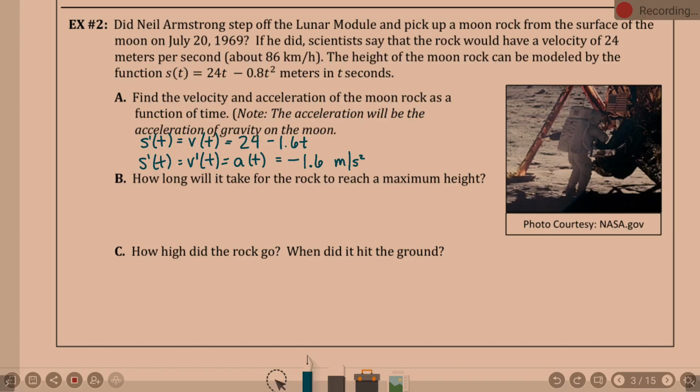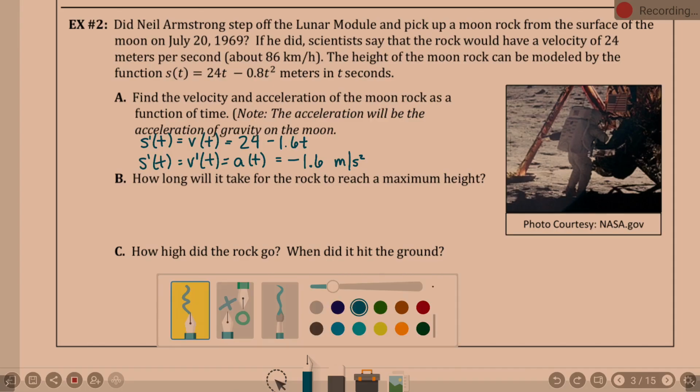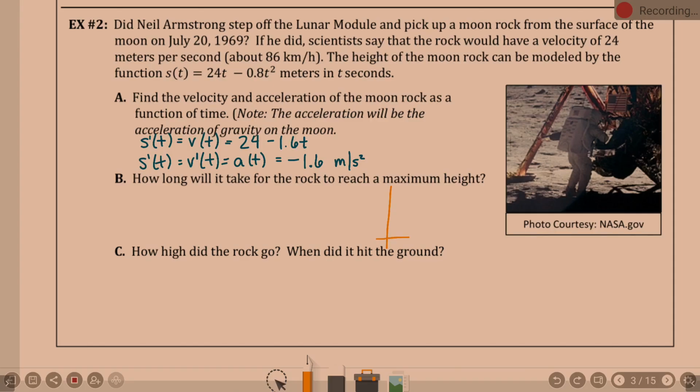So, okay, B. How long will it take for the rock to reach a maximum height? When will the rock reach a maximum height? When velocity is 0, right? Because we're thinking about this moon rock, it goes up and comes back down. So maximum height is going to be up here. You can either think horizontal tangent line, so when the derivative is 0, or when velocity is 0. It's a distance over time graph. That means the slope is 0, so the velocity is 0.